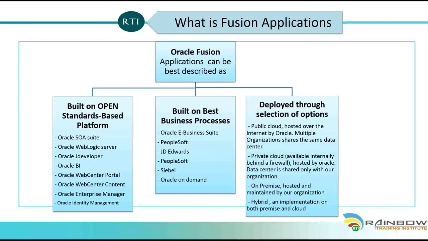And once we have this middleware, and the business processes built on the middleware, how can you deploy it in your company? Even in this case, Oracle has given multiple ways of deploying the Fusion applications in your company. It means you can host all your applications in the public cloud. When I say public cloud, it is hosted over the internet by Oracle. It is maintained by Oracle, and Oracle provides end-to-end support. Oracle takes care of upgrades, patches, and any breakage that happens in the application. I'm going to talk about that in a while in the next slide.